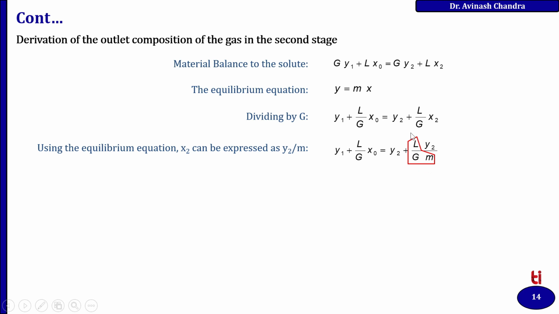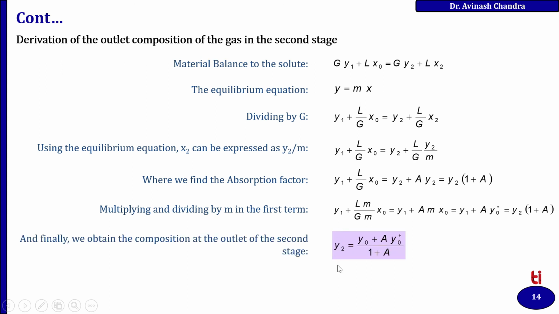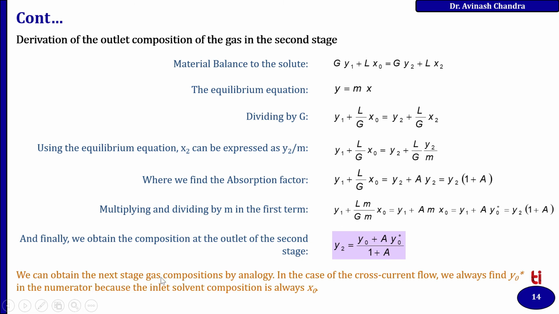So this is the absorption factor. In terms of the absorption factor, the equation of the line will be this one, and multiplying and dividing by m, the concentration at the second stage will be y2 equal to y naught plus A y naught star upon 1 plus A. So we can obtain the next stage gas composition by analogy. In the case of cross current flow, we always find y naught star in the numerator because the inlet solvent composition is always x naught.